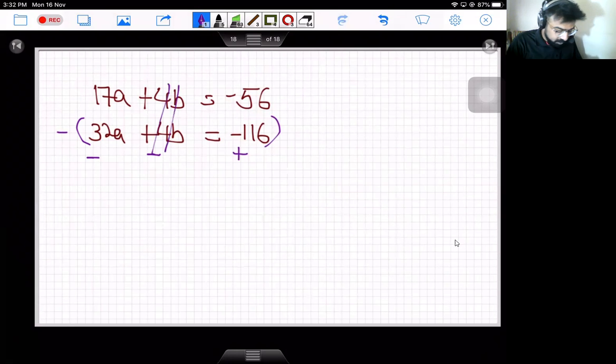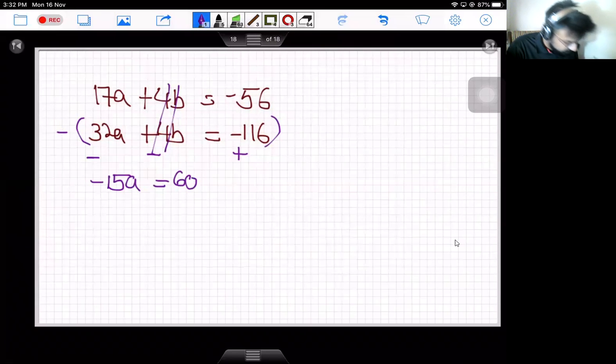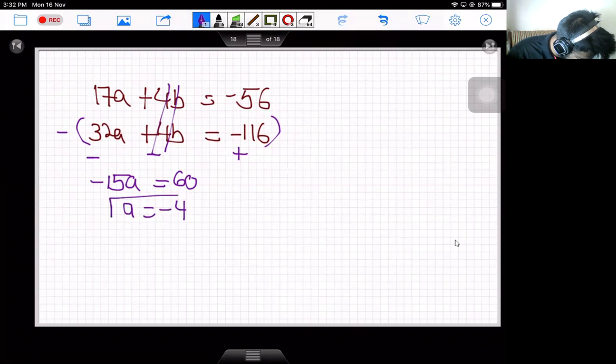So 17 minus 32 is minus 15. So this is minus 15a is equal to minus 56 plus 116. This is 60. So therefore a is equal to 60 divided by minus 15. A is definitely equal to minus 4.